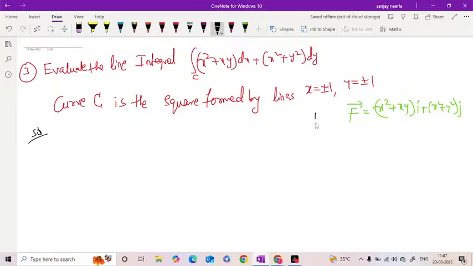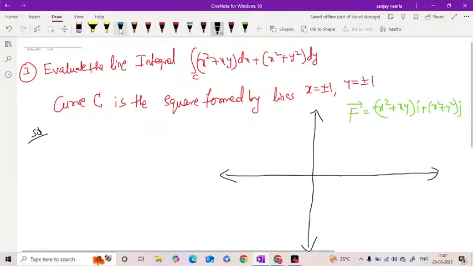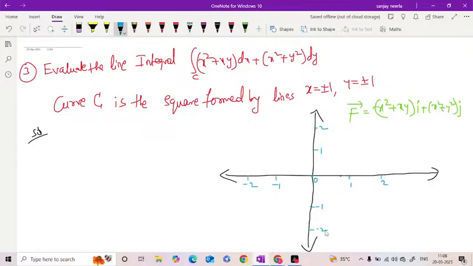So assume this is our y-axis, this is the x-axis, and what are the points? Here it is given plus or minus 1, plus or minus 1. Assume it is the 0 and 1, 2, assume it is the minus 1 and minus 2, assume it is the plus 1 and plus 2, minus 1, minus 2. Okay, now first line, what is the first line?